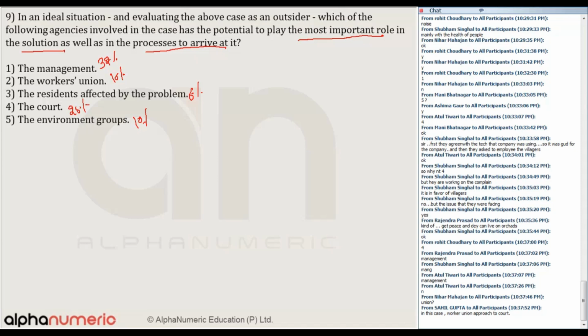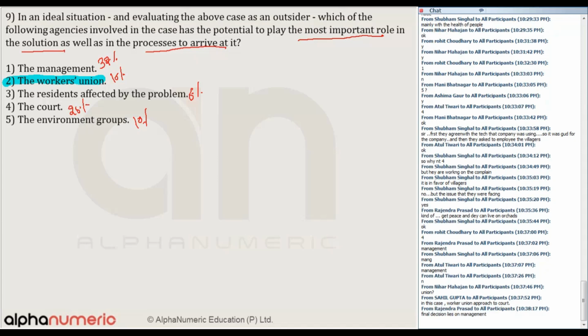Even if the court has given some decision, the court will also think from the workers' point of view. So the worker union always plays a major role in most of the companies, I say. If the workers are not happy, then probably the company might not survive. Definitely the final decision lies with the management, but management can't take any decision which is not favorable for the worker union. That's it. Let's say what will happen if all these people decided to go for a strike.